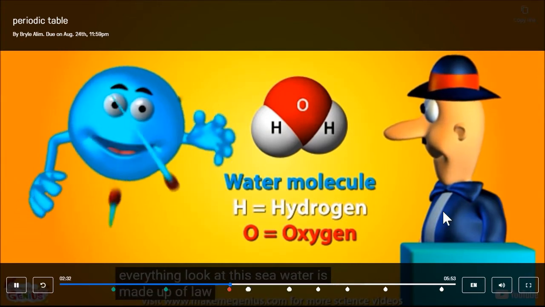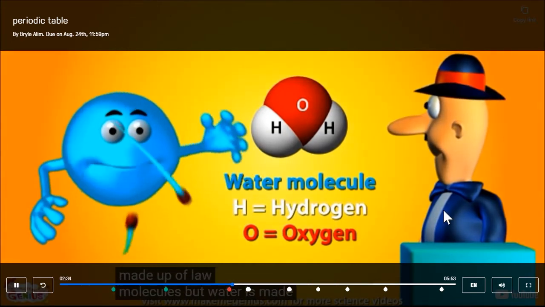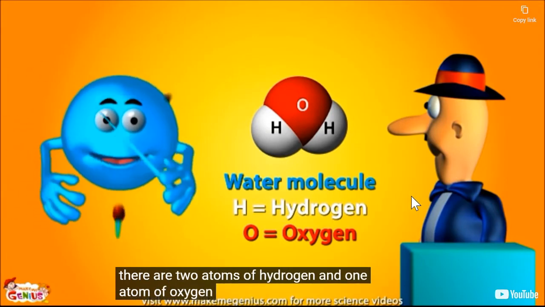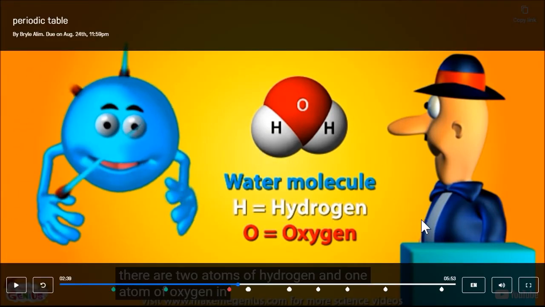Water is made up of water molecules, but water is made of atoms. There are 2 atoms of hydrogen and 1 atom of oxygen. Very good and very well presented. So the molecule of water contains H2O, so 2 hydrogen and 1 oxygen. This oxygen here is an atom, and the 2 hydrogens here are also atoms.